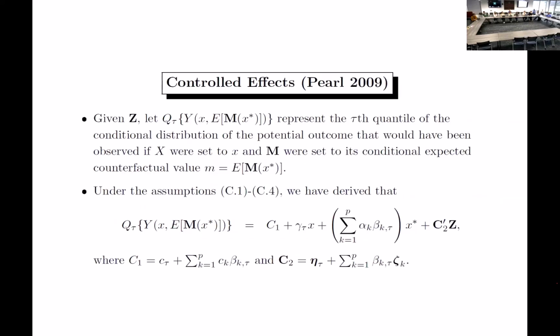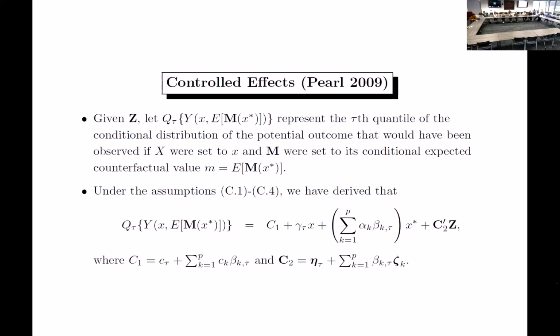Okay. So now we need to derive our estimate for our outcome of interest. Here we are interested in the controlled effect. We use Q tau to represent the tau quantile of the conditional distribution of the potential outcome that would have been observed if X is set to x and M is set to this conditional expectation counterfactual. So you see here, we didn't use M_x star, but we use the expectation of this.